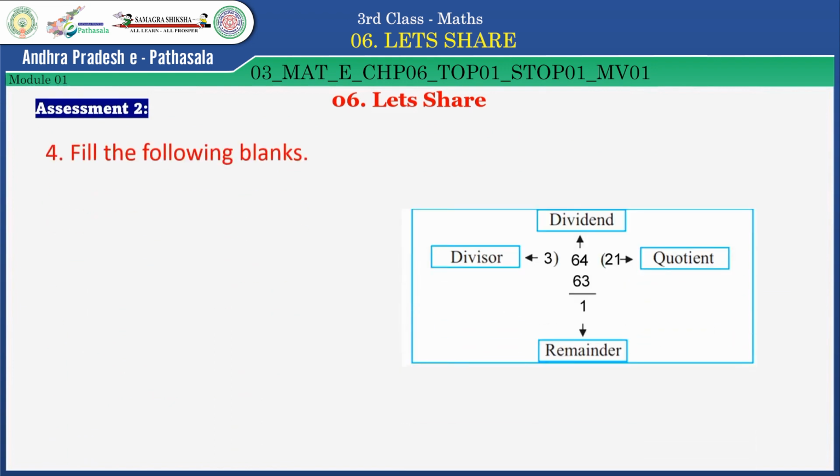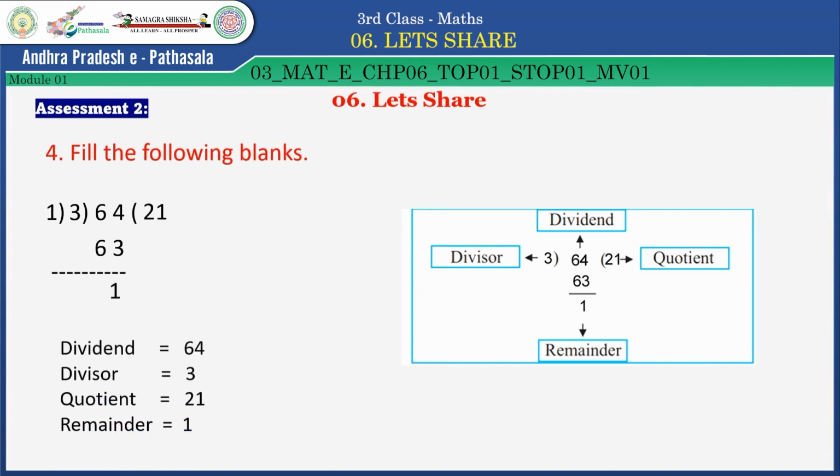Fill the following blanks. In that, the first one is 64 divided by 3. Clearly here the dividend is 64 and the divisor is 3. In the 3 table, 3 21s are 63 and 64 minus 63 is 1. The quotient is 21 and the remainder is 1.